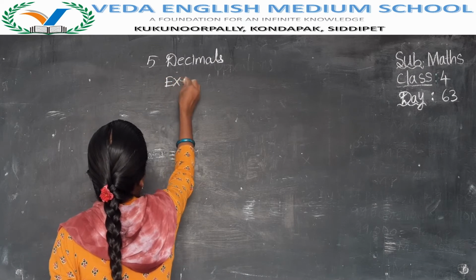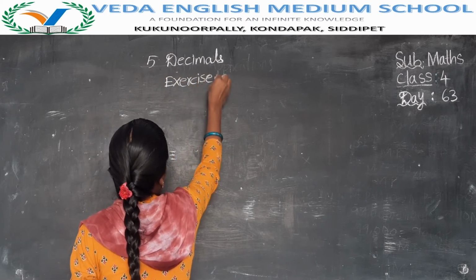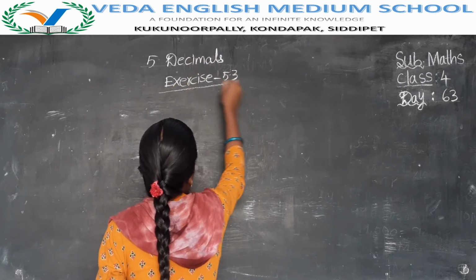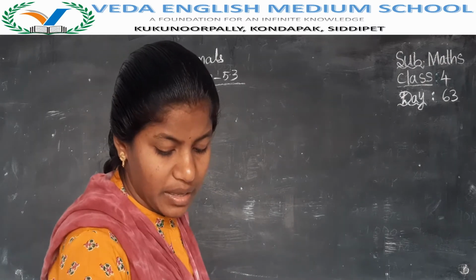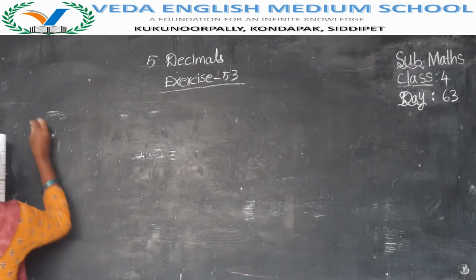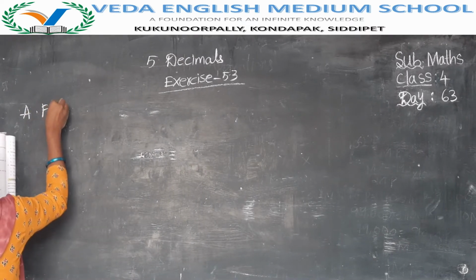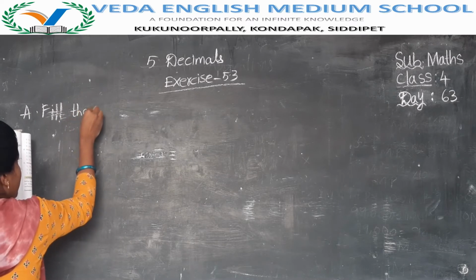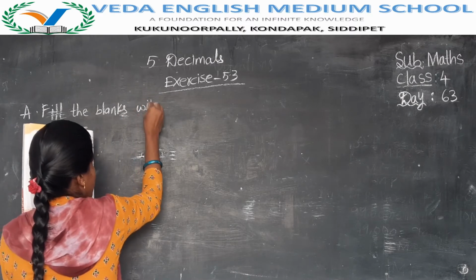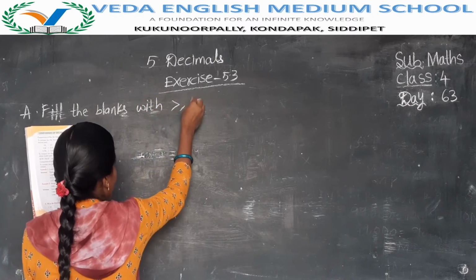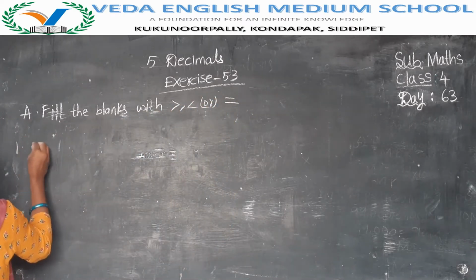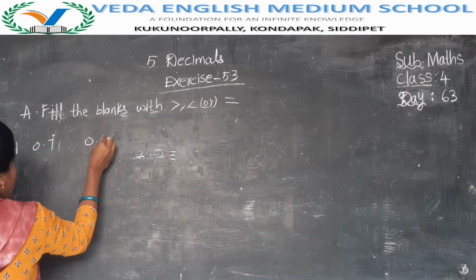Exercise 5.3. Fill the blanks with less than, greater than or equal symbol. First one, they have given 0.7 and 0.2.